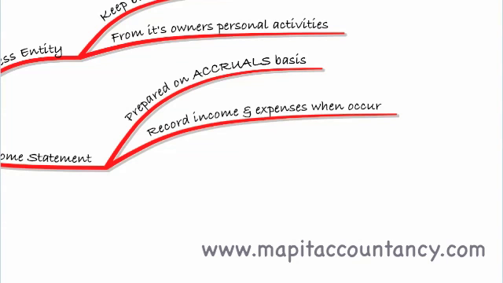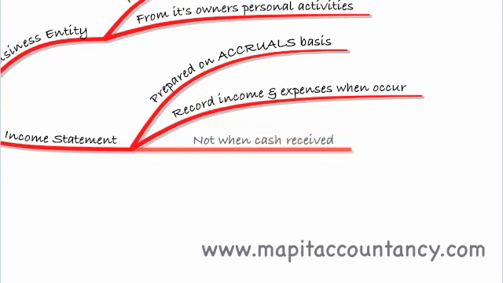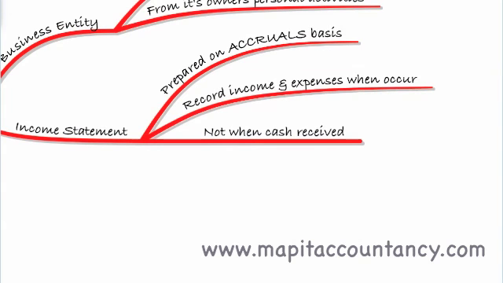The question here is, should that sale be recorded in the year when we made it, or should we record the sale in the year when we received the money? The accruals concept says that we record the sale when it occurs. So we would record it in the current year, even though we didn't receive the money until the following year. So that's the accruals concept. It would be recorded as a sale, and it would be recorded as a receivable in our statement of financial position. And then we would receive that money in the next financial year. So we don't record the sale when the cash is received, we record it when it actually occurs.